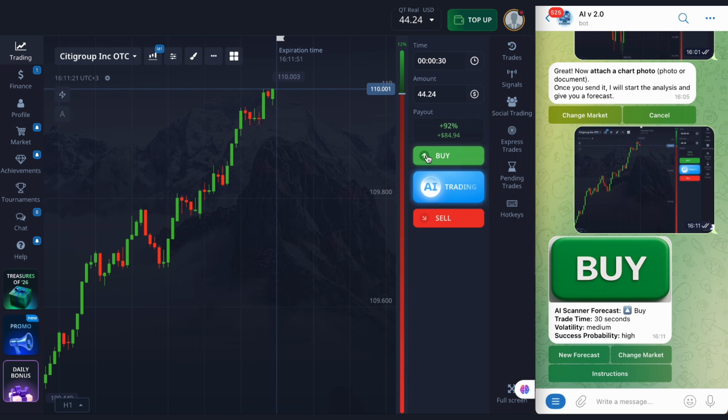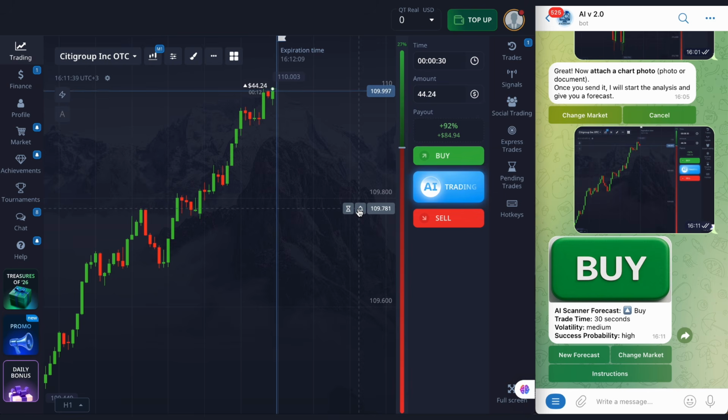Let's go ahead and execute a buy order for this trade. We're gonna hold on tight and see how this is gonna play out, ladies and gentlemen. It is a bullish trend already predicted by our AI screener to be a 30 seconds buy. Volatility level is set to be medium for this trade. Success probability is said to be high. So we're gonna hold on tight and see how this is gonna play out, ladies and gentlemen.